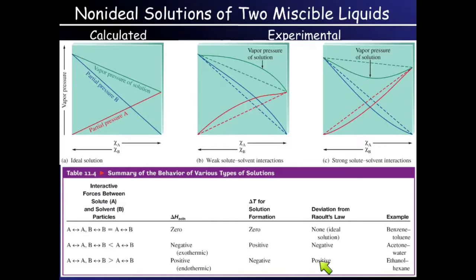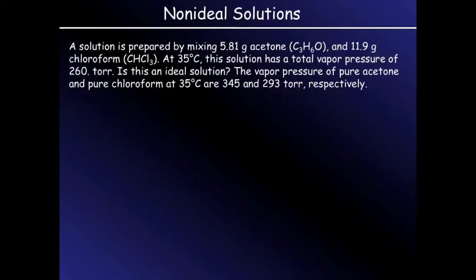So here's a question we can answer. We have a solution that is prepared by mixing 5.81 grams acetone with 11.9 grams chloroform at 35 degrees Celsius. This solution then has a vapor pressure of 260 torr. Is the solution ideal? The vapor pressure of pure acetone is 345 and pure chloroform is 293 torr.